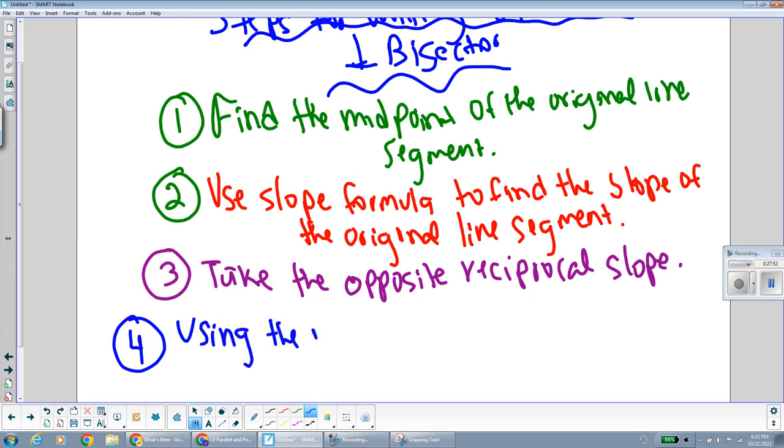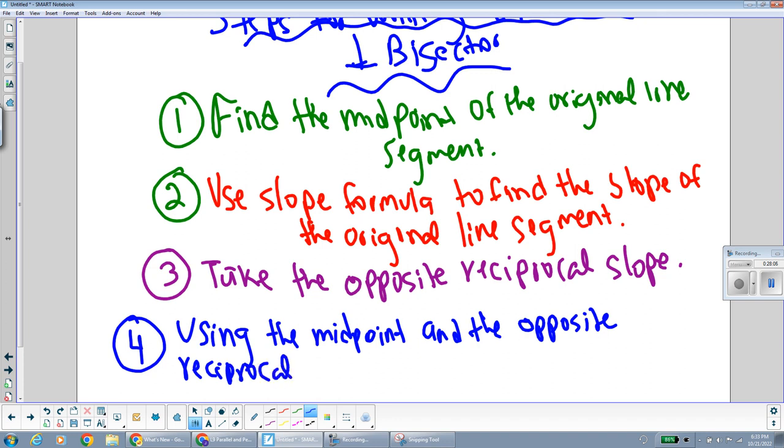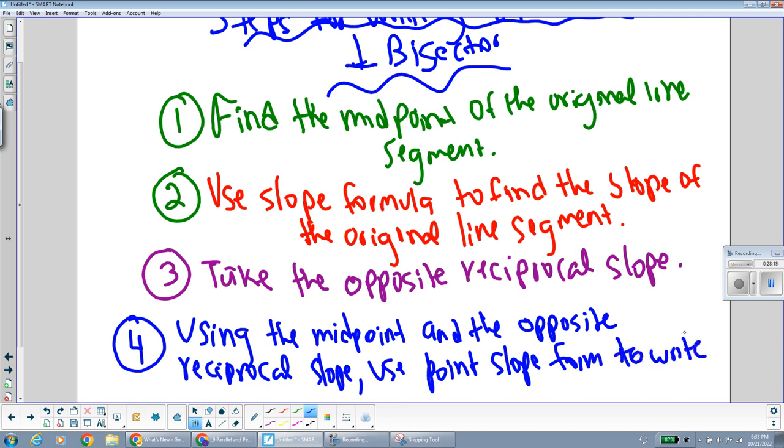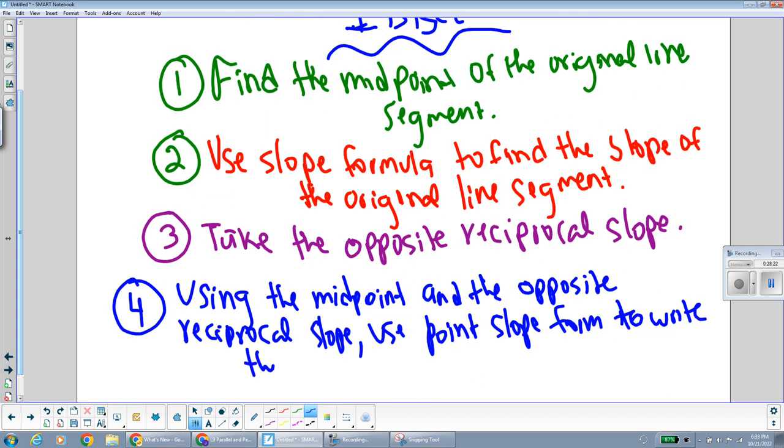Using the midpoint and the opposite reciprocal slope, use point slope form to write the equation of the perpendicular bisector. I'll zoom out so that you can see all of these steps at once.